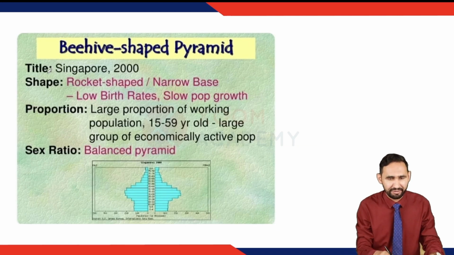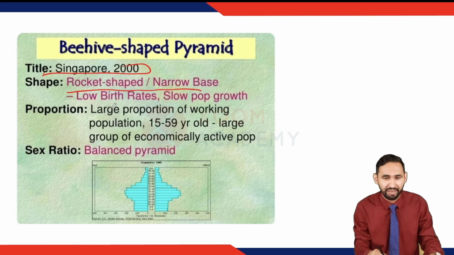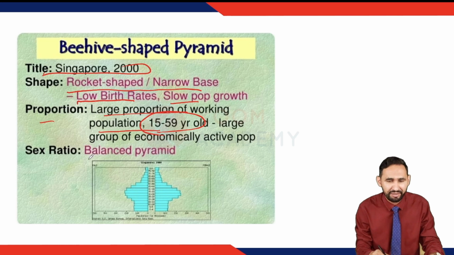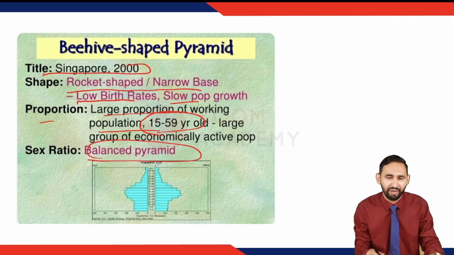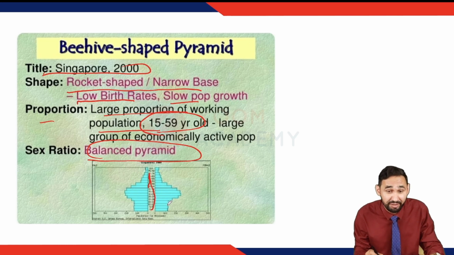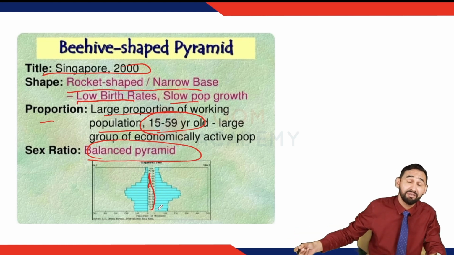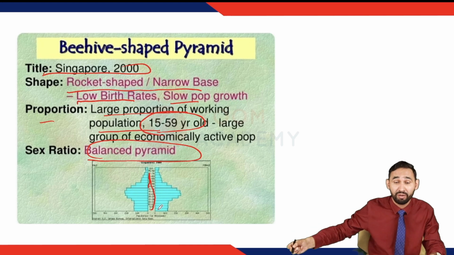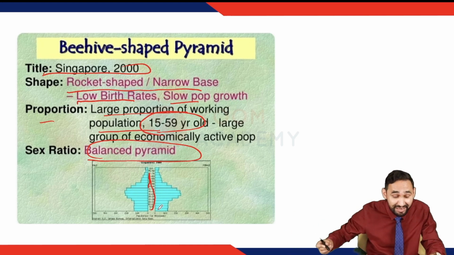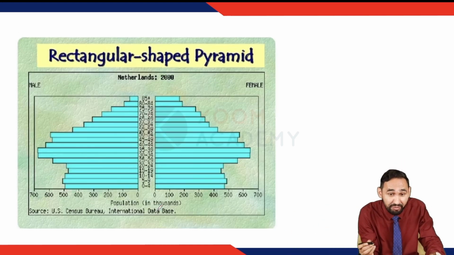What are the characteristics of the pyramid of Singapore? This is rocket shaped, with a narrow base. A narrow base indicates low birth rate, slow growth, and a large proportion of working population from 15 to 59 years or 15 to 64 years. The sex ratio is balanced. Why is this balanced? The proportion of male and female is equal in this pyramid. So we can say that the beehive pyramid is rocket shaped. There is a low birth rate, but the working population is greater. That's how we can distinguish different pyramids.